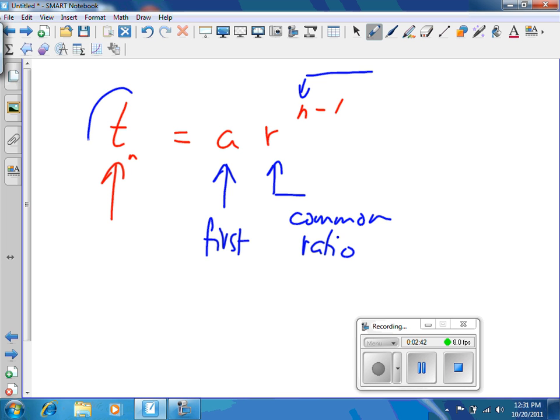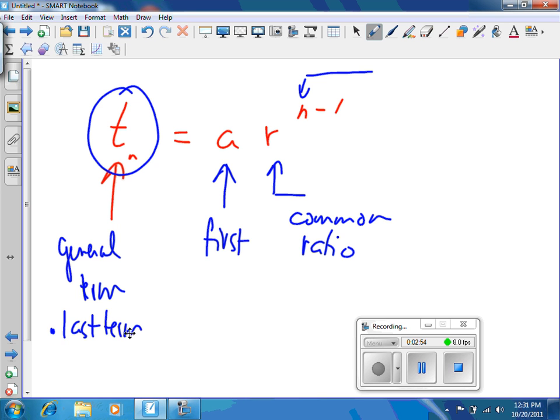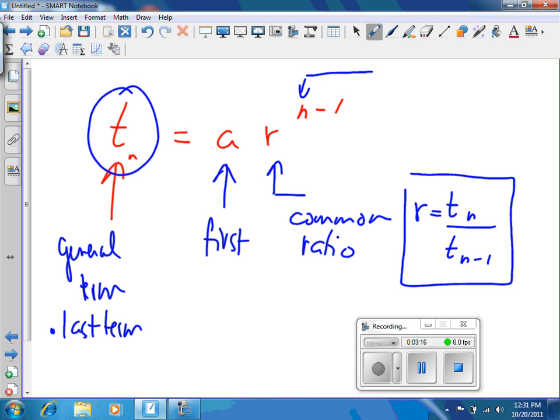And then this is the expression for the general term. Or sometimes in some questions you could think of it as the last term. The term that you are trying to find, right? Different names. The common ratio we give the symbol R. And a formula for the common ratio that we talked about last day was if you want to find the common ratio, take any term and divide by the preceding term. So that's a little formula for the common ratio.